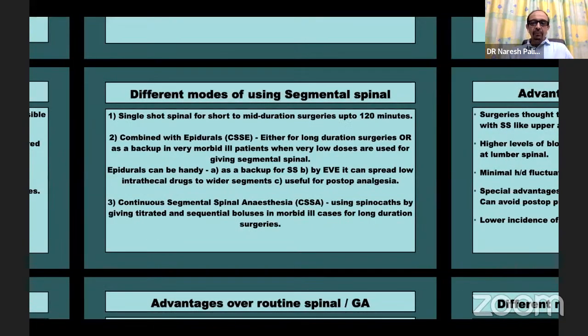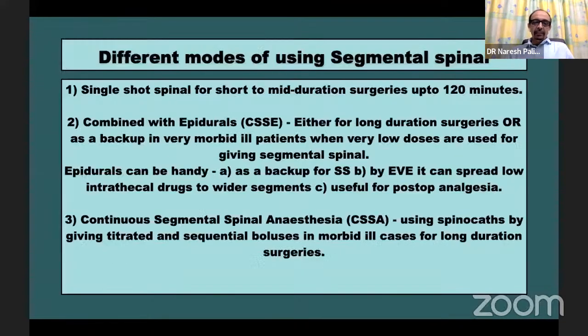There are different modes of using segmental spinal. Either it can be a single shot segmental spinal for short to mid duration surgeries up to 120 minutes, or it can be combined with epidurals, either for long duration surgeries or in very morbid ill patients when you want to use very low doses for segmental spinal.